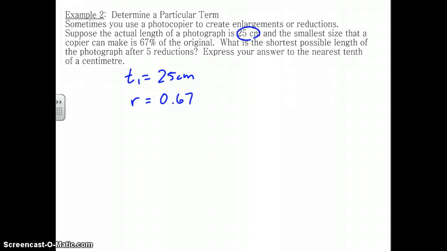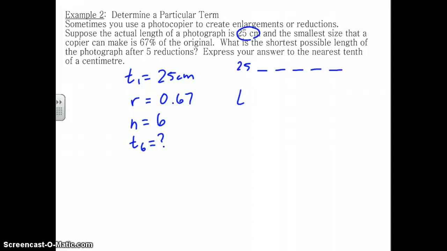Well, the first one is 25. So if we do 5 reductions, we've got 1, 2, 3, 4, 5. That means we actually have 6 terms. So n would be 6, and what we're looking for here is the 6th term. Okay, because the first one again isn't actually a reduction. The first one is the actual size of it, and then we do 5 reductions after that.